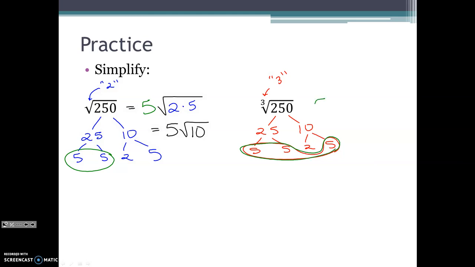So there is a 5 on the outside of the root. And what is left on the inside? Well, there's a 2 left all on its own. So the cubed root of 250 can simplify down to 5 cubed roots of 2. So this number out in front here, whether it's a square root or a cubed root, tells you how you are looking for the groups. If I had a 5th root, I would be looking for a group of 5 in order to be able to get out.